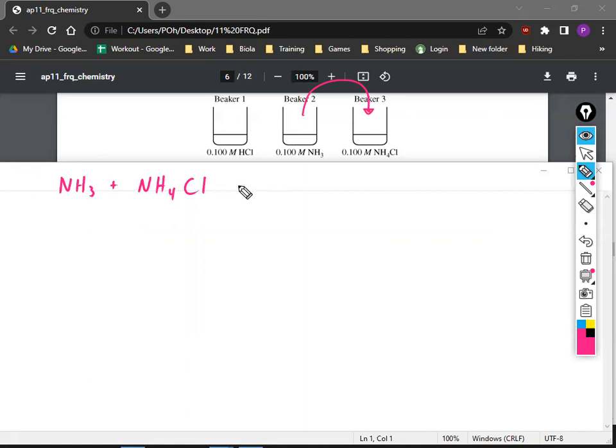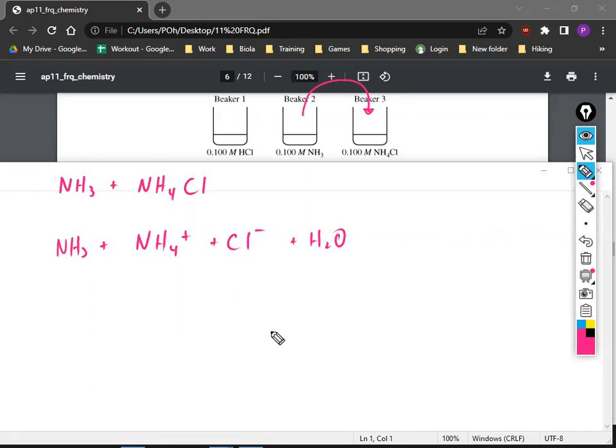Now, they're going to react together, but if you take a look at this, we can already see that these are going to dissociate, so it's going to be NH4 plus and Cl minus. That's going to be the left side of the equation. We know that there's obviously water in there as well. So these are the 4 compounds that are going to be in beaker 3.